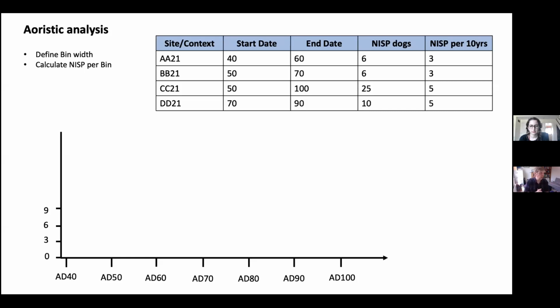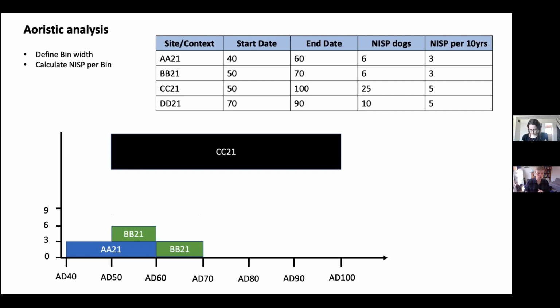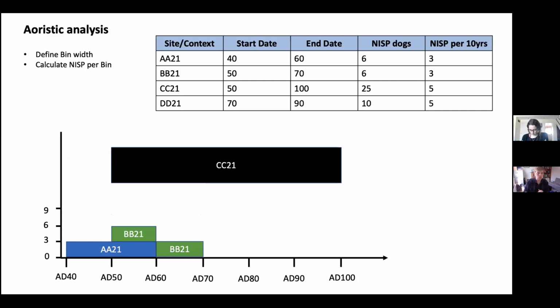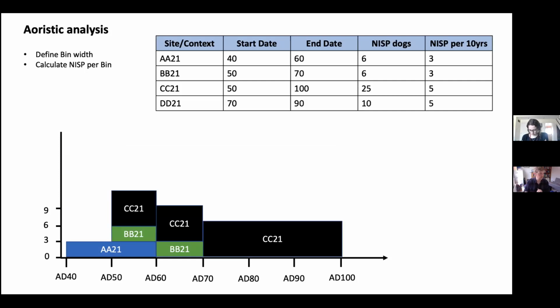And what you can do then is use this information, and you can do this in Excel, to build up a frequency diagram. You can think of that in terms of Tetris, and I stole that idea from David as well. He won't mind. So there's our AA21 context going in with its 3 dog bones every 10 years. And then we'll put on top of that the BB21, and gradually you end up building up this frequency diagram depending upon the bin width. And then finally, our last site goes in.